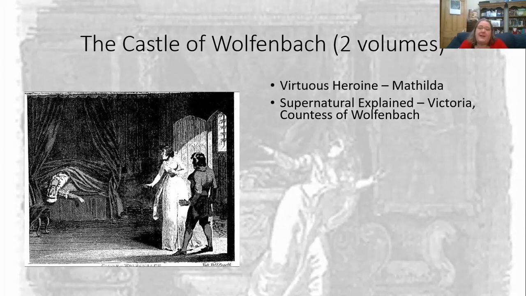But unlike Ann Radcliffe, Eliza Parsons isn't really interested in getting us believing in the supernatural and puzzling over it. Instead, Matilda is like, yeah, no, I think that's probably some kind of mystery. Somebody is rattling some chains, pretending to be a ghost, and lo and behold, that's exactly what's happened. So it's a very boring example of the supernatural explained in some ways. Because the chains are being rattled by Victoria, the Countess of Wolfenbach, who's been imprisoned by her husband because he accused her of adultery, and she's meant to rattle the chains to scare anybody away from the castle.